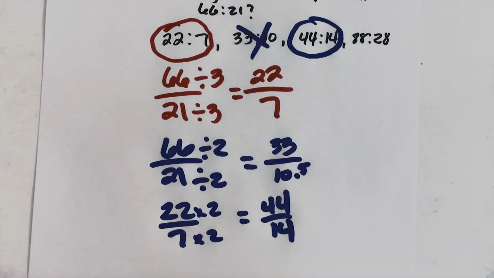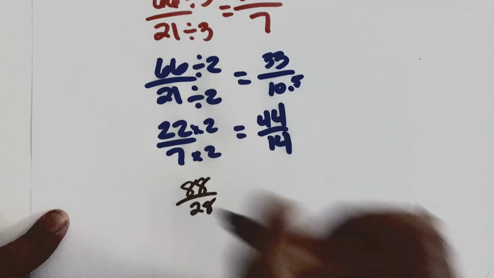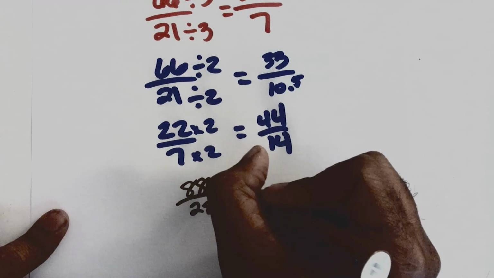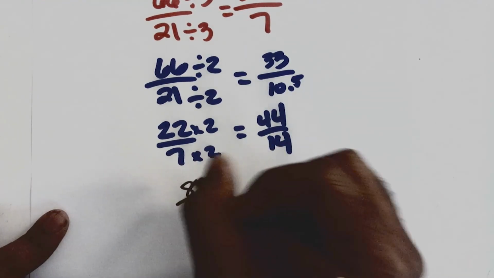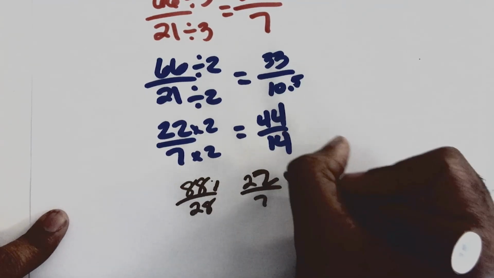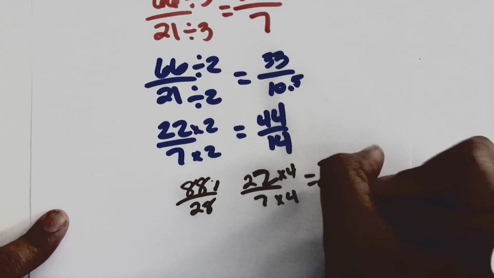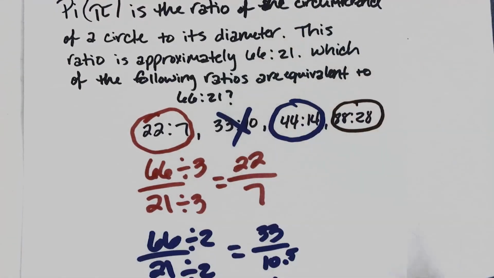And now let me try the last one. 88 to 28. And I can use multiplication again. I'm going to multiply both of those by 4. So I'm going to do 22 to 7, I'm sorry. Multiply both by 4. 22 times 4 is going to give me 88. 4 times 7 is going to give me 28. So 88 to 28 is also equivalent. So our equivalent ratios to 66 to 21 are 22 to 7, 44 to 14, and 88 to 28.